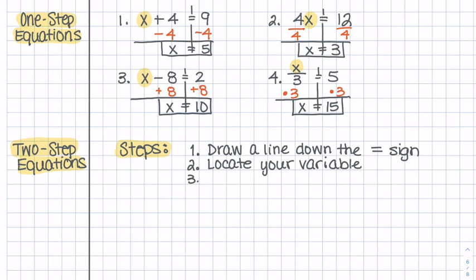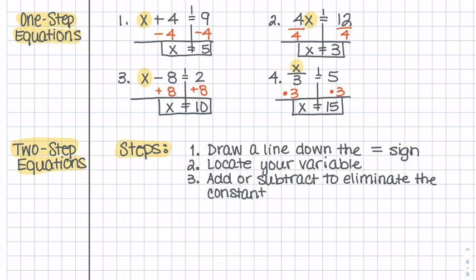Then the third step is add or subtract to eliminate the constant. So the first step, you're going to have to add sometimes and subtract sometimes. You're also going to have to multiply and divide sometimes. So I want you guys to try adding or subtracting first to get rid of the constant, okay?